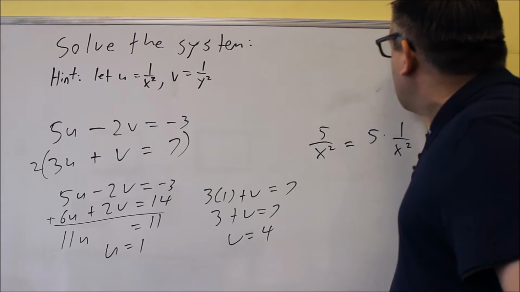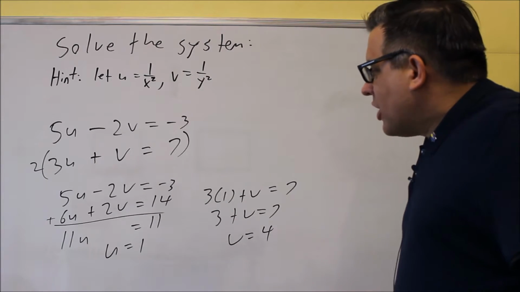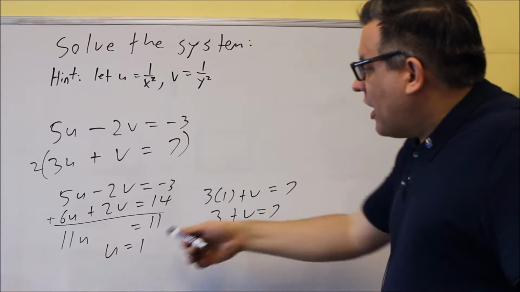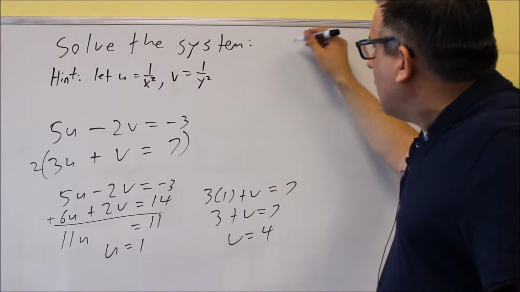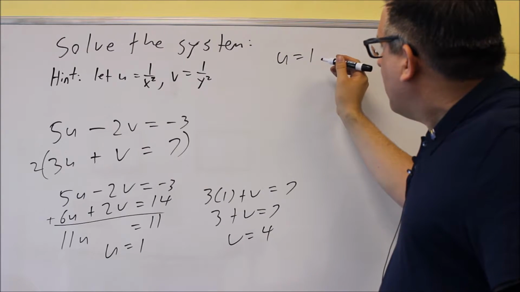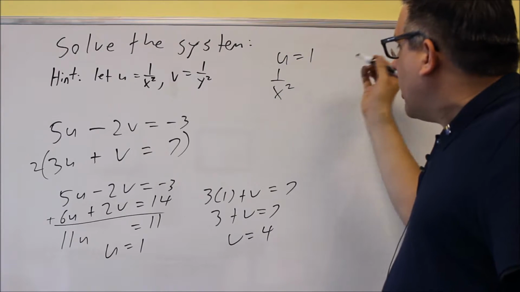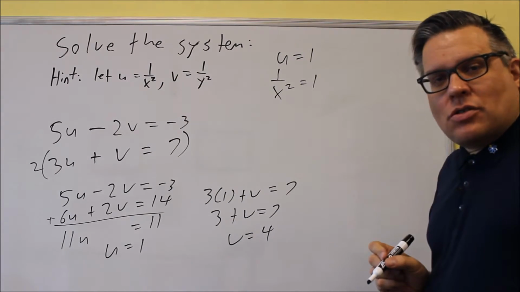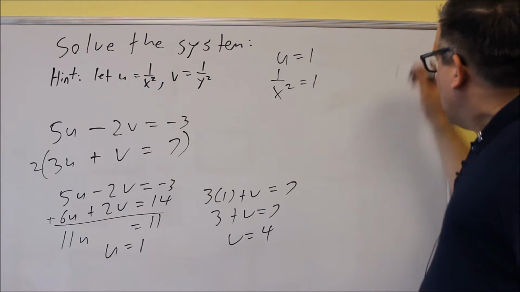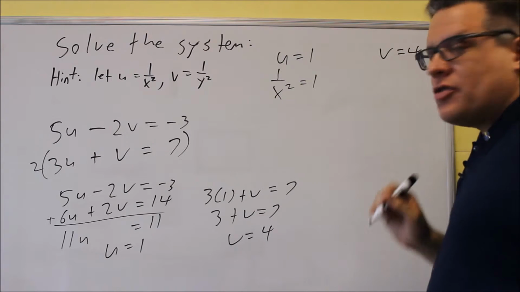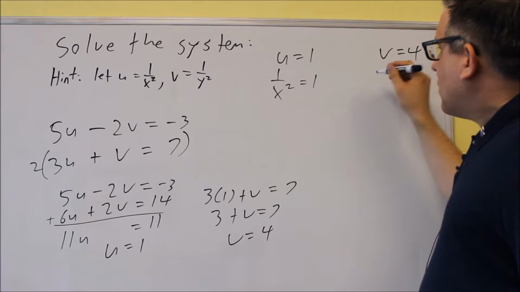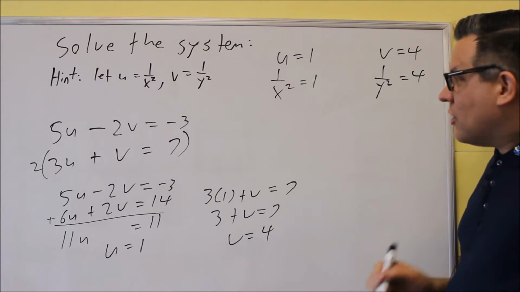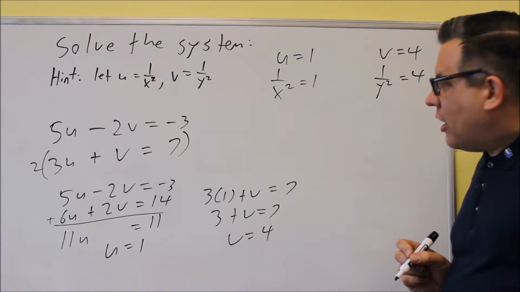So what you have to do is, that was the original one. Instead, I'm going to put it back in these substitutions that I did earlier. So I have u is equal to 1. That means I can put in 1 over x squared instead of u, because that's what my hint told me to do. My other one that I got was v equals 4. And again, instead of the v, I can put in 1 over y squared equals 4. So now I just want to solve both of these to get my answer.